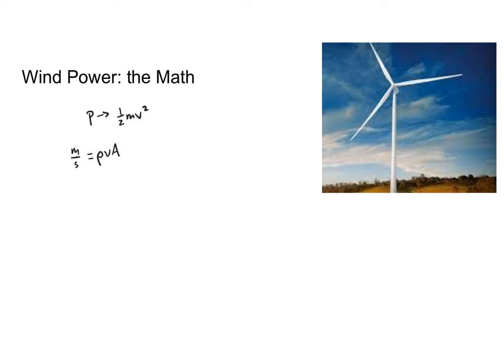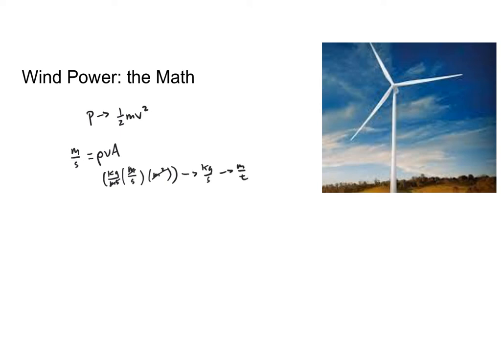And you'll notice here, guys, our density is given in kilograms per meter cubed. The wind speed is in meters per second, and our area is in meters squared. So our meters cubed will all cancel. Our meters will cancel, and that's going to give us kilograms over seconds, which is, of course, mass per unit time.